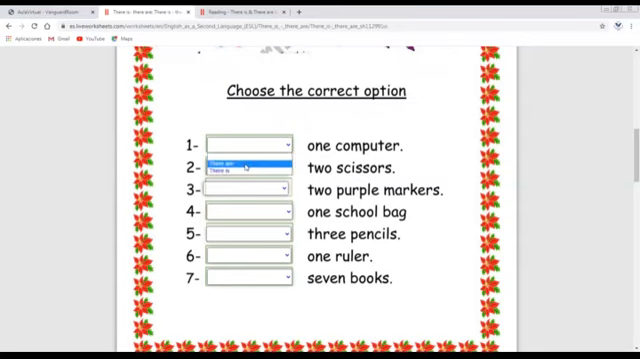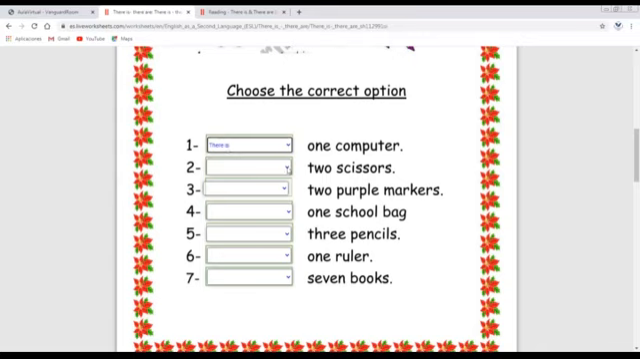In number 1, there is and there are. Look, 1 computer. It means singular noun. So for you, what is the correct option? There is. Okay, remember, there is for singular noun. So this is the answer. Number 1, there is 1 computer, singular.